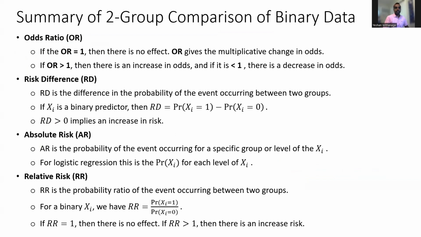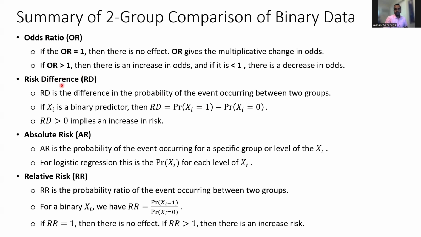Odds ratio. Okay, so now let's see how we can compare the binary data by using different tools. The first one is the odds ratio. Odds ratio can have values equal to 1, greater than 1, or less than 1. If the odds ratio equals 1, that means there is no effect. If it is greater than 1, that means it has increase in odds.